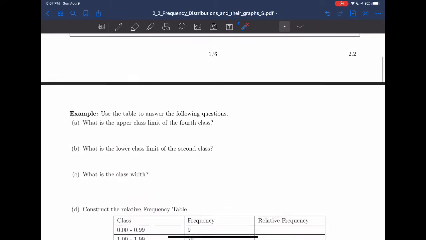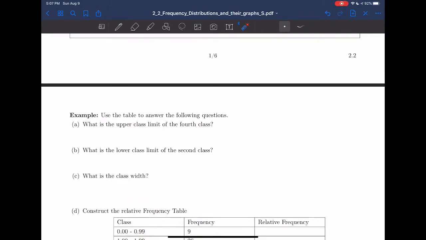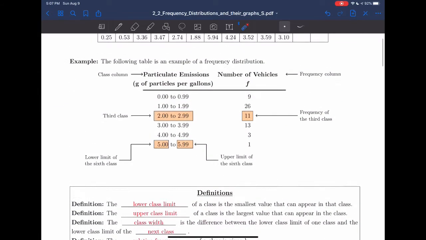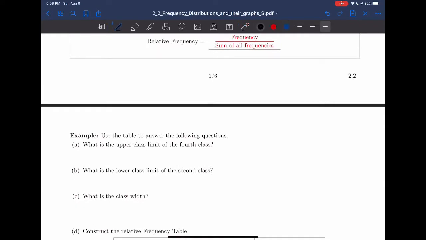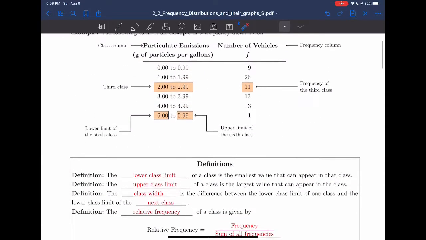Okay, so using the table above, we can answer a couple questions. So what is the upper class limit of the fourth class? So we look at our little table, we count which is the fourth class. In this case it is this, and we want to know what is the upper limit for this class. And remember, the upper limit is the highest number between these two intervals. So in this case, it's 3.99. Next, we want to know the lower class limit of the second class. So again, we look at the second class, and you want to know what is the lower limit of this class, which is 1.00.